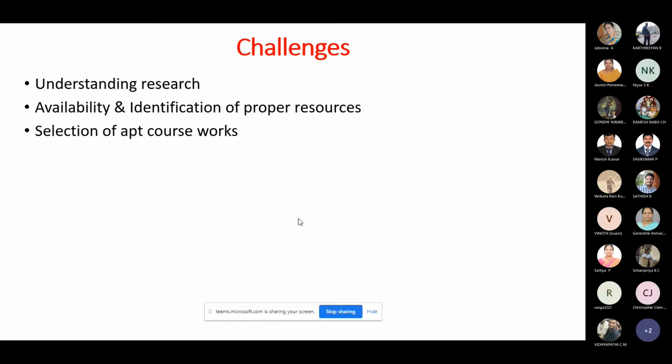Selection of apt coursework. If you take a simple coursework, how far is it going to help your research? Is it really going to help your research? If not, why should I take the coursework? What kind of metric do you have to analyze whether this coursework is going to help me or not? If it is not going to help me, then why should I choose it?